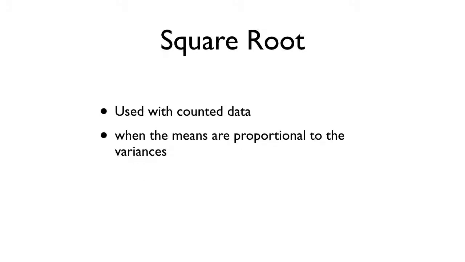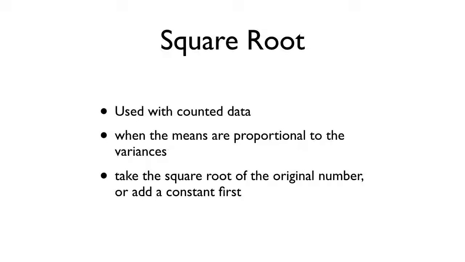What happens with counted data, and I don't want to go through the math behind this, is that means end up proportional to their variances. So the bigger the mean, the bigger the variance. And if you graph it out, you get a straight line between means and variances. You actually want similar variances, right? So what square roots do is they actually fix this.